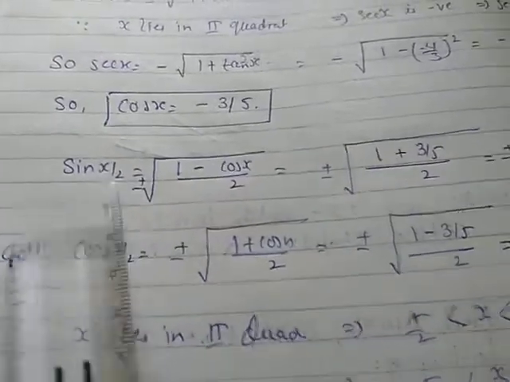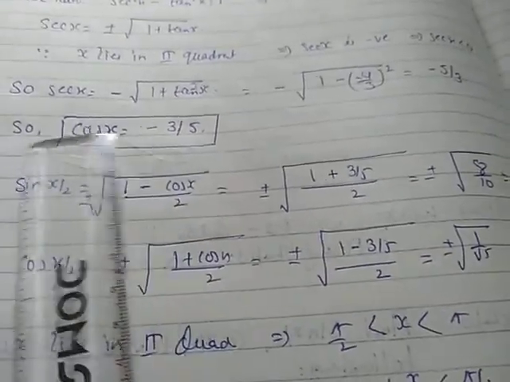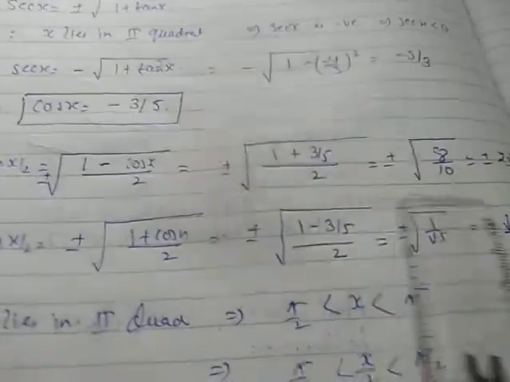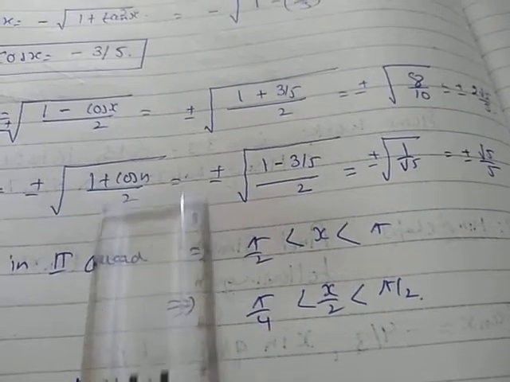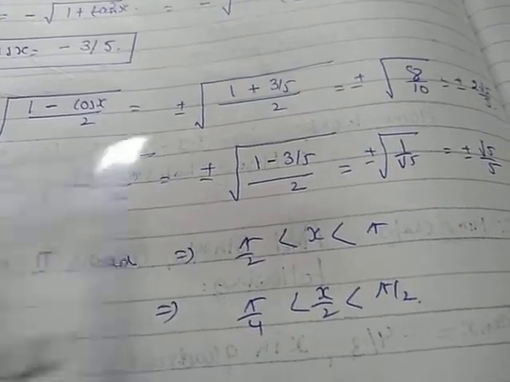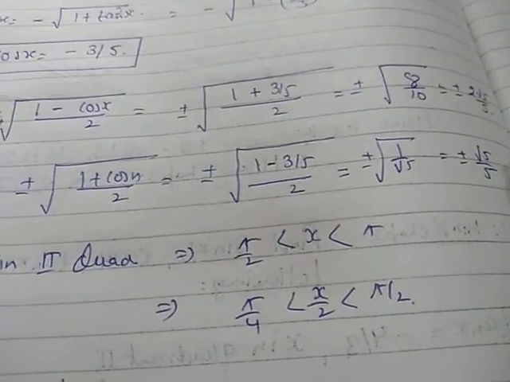Now for sin x by 2, the formula is plus minus under root of (1 minus cos x) by 2. Put the value of cos x here, you will get plus minus under root of 8 by 10, plus minus 2 root 5 by 5. Similarly, cos x by 2 is under root of (1 plus cos x) by 2. Then put the value here, that is plus minus root 5 by 5.